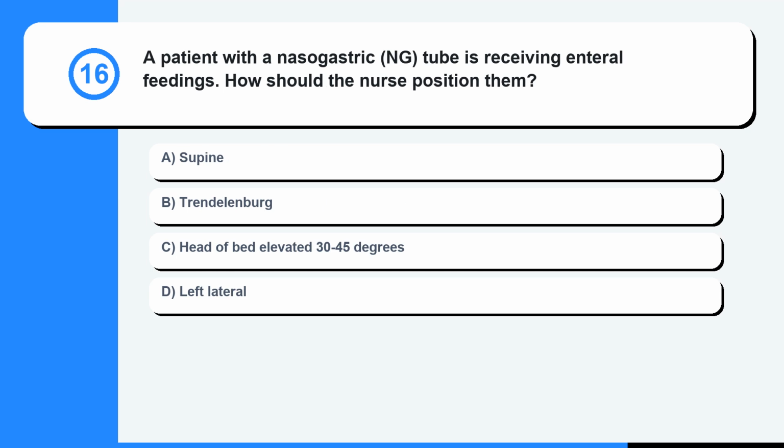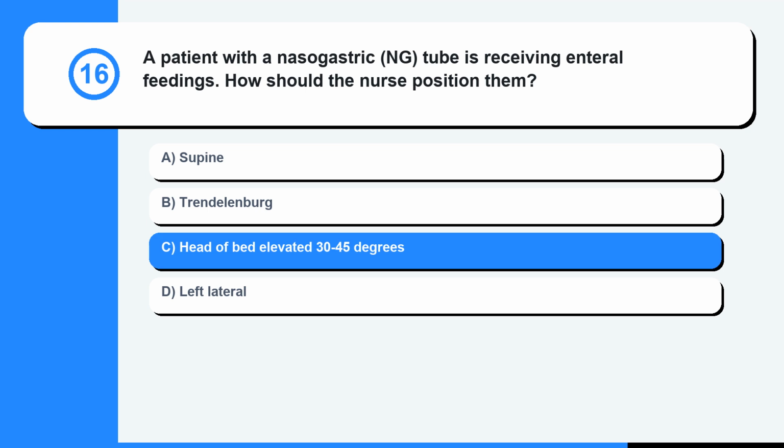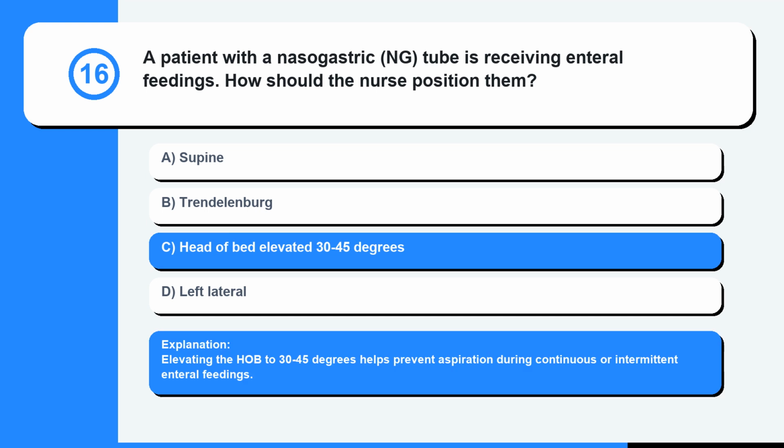Question 16. A patient with a nasogastric (NG) tube is receiving enteral feedings. How should the nurse position them? A. Supine. B. Trendelenburg. C. Head of bed elevated 30 to 45 degrees. Or D. Left lateral. The correct answer is C. Head of bed elevated 30 to 45 degrees. Elevating the HOB to 30 to 45 degrees helps prevent aspiration during continuous or intermittent enteral feedings.